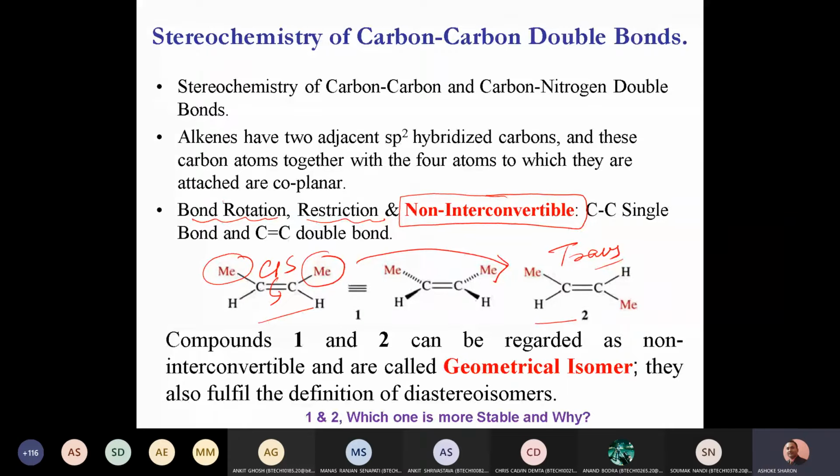So what is the definition of diastereomers? If you talk from memory, what is the definition of diastereomer? In one line, what can I say? Does anyone have any idea?